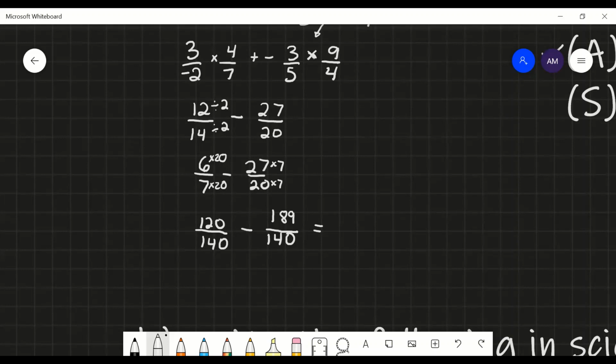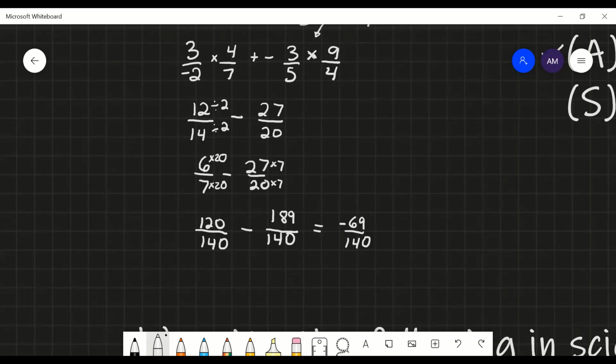That would be negative 69 over 140. Now, why is it negative? It's because we're taking a small number that's positive and subtracting it by a bigger negative number. So the negative ends up winning in the end. And the difference between those two, between the 120 and the 189, is 69.